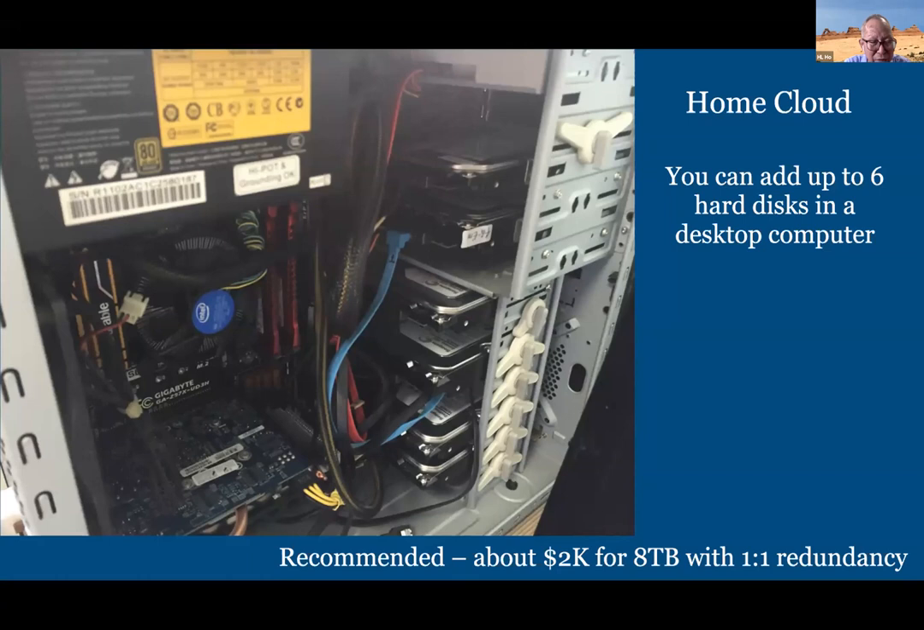So I have even done one-to-one redundancy. The total cost of this whole box, no, sorry, the four hard disks alone cost me 2,000 at that time. Now it's very cheap. So including the motherboard, it may be about 3,000. So this home cloud that I built for myself, which is still working at home now, cost about $3,000.